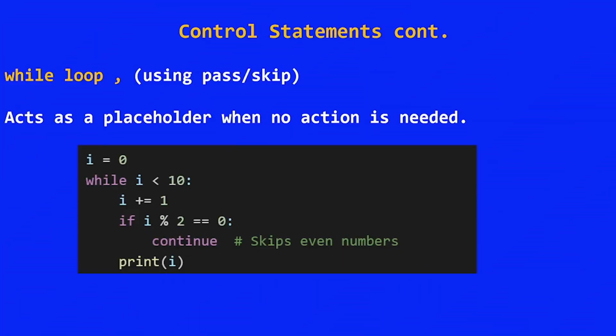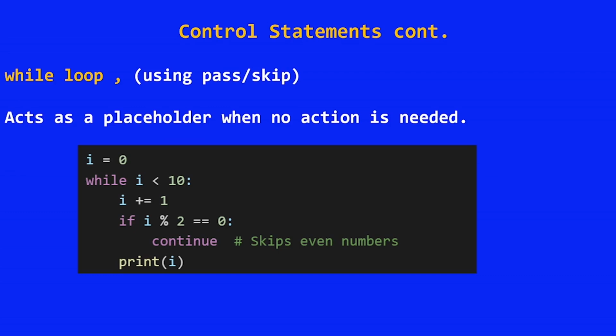In this section, we are going to look at while loop, also using the pass or skip function. So in this case, it will act as a placeholder too when no action is needed, as we have just seen previously. So for example, i is equal to 0. So while i is less than 10, i plus equal to 1, which means we are incrementing by 1. So it will increment until we reach 11. So the program will be satisfied.